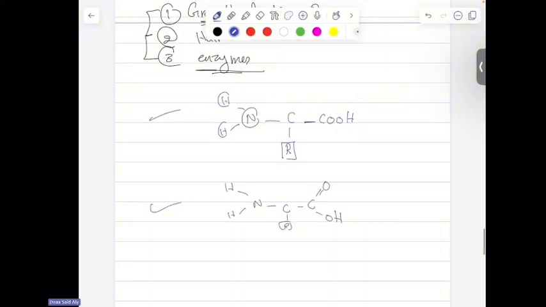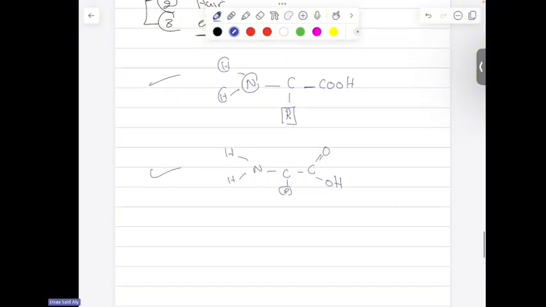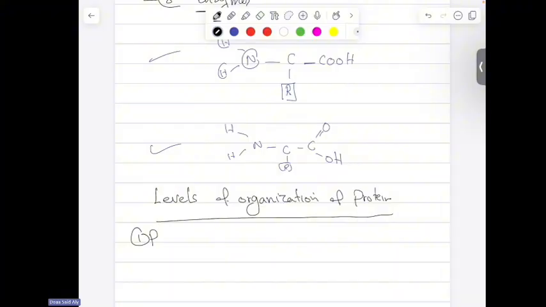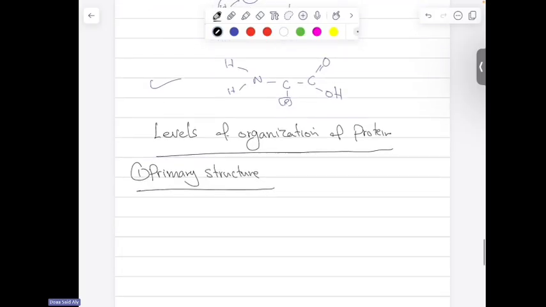What about the levels of organization of the protein structure? The protein structure has 4 levels of the organization. Levels of organization of protein. The first one, number 1, we call it primary structure. In the primary structure, again, it's a sequence of the amino acids.